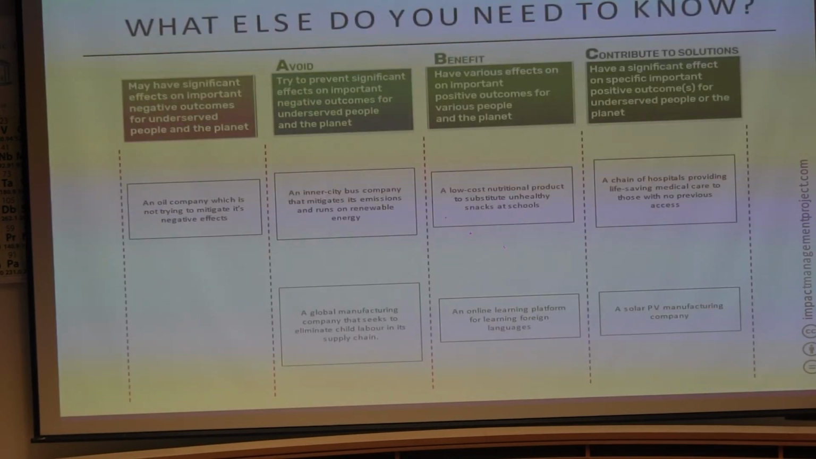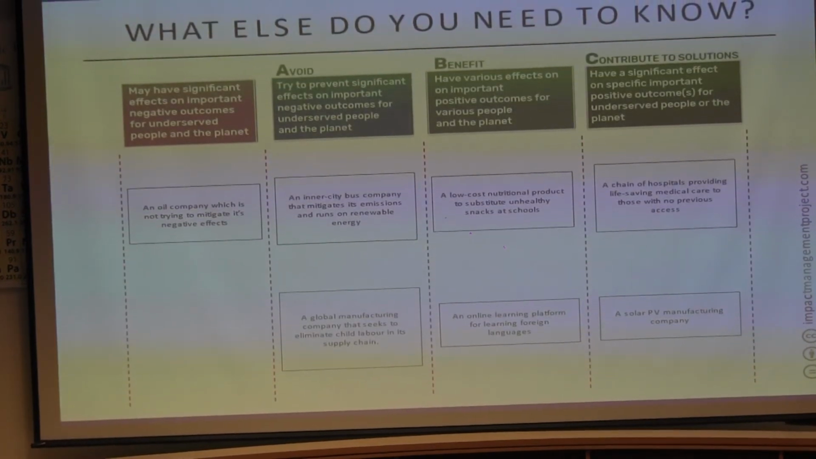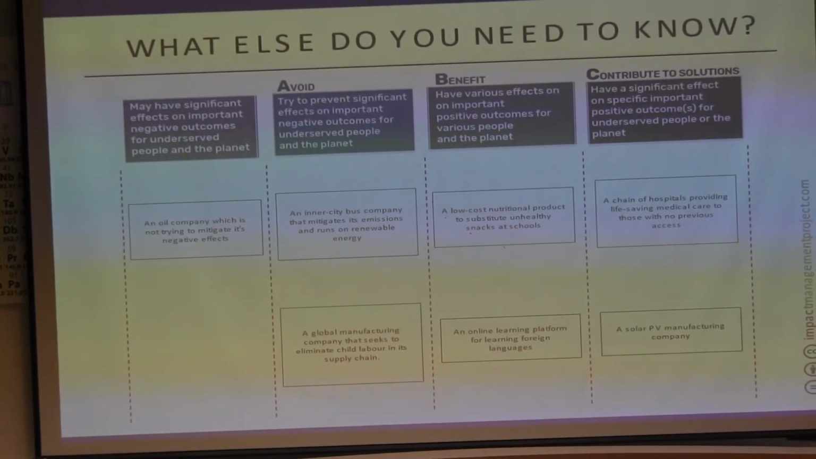So here it is. Of course, the oil company not trying to mitigate its negative effects is not an A, B, or C. So they may have significant effects on negative outcomes for underserved people and planet, right? But they're not trying to have a positive social impact. As I mentioned, I don't think that meets anybody in this room or in the Make-a-thon. But it's important to have that on as a comparison.